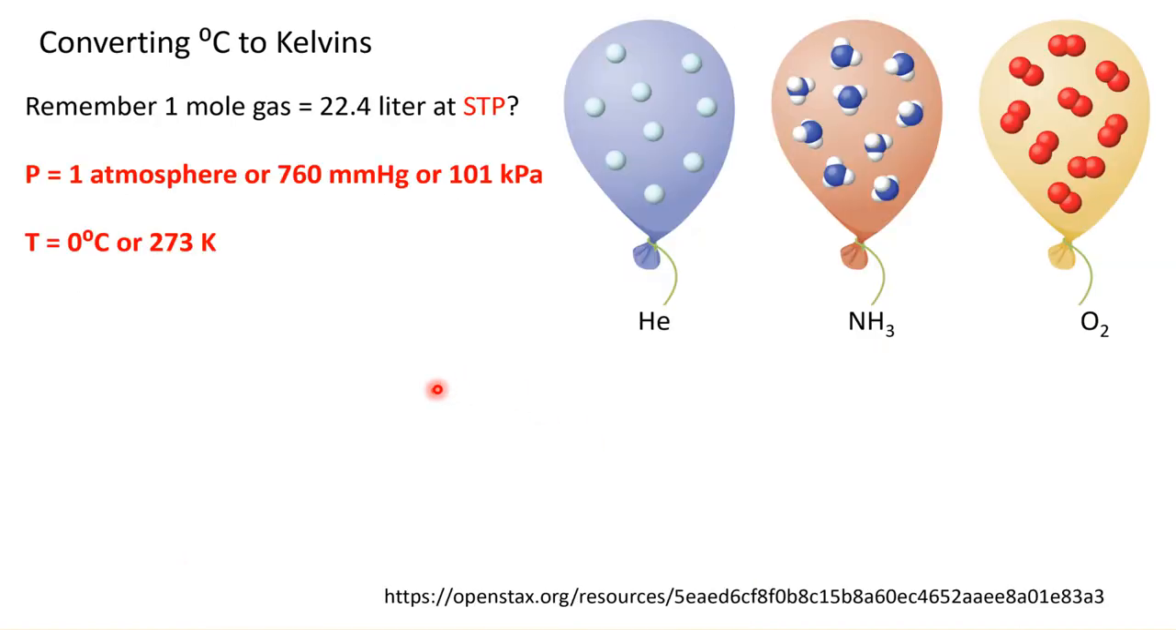So let's take a look at what you learned last week. Remember that 1 mole of gas equals 22.4 liters at STP. And today we learned that 1 atmosphere is the same thing as 760 millimeters of mercury, or 101 kPa. And we learned that T we can call either 0 degrees Celsius or 273 Kelvin. So in red here is standard temperature and pressure, and these are different ways of expressing it. We're just converting between one unit and another.